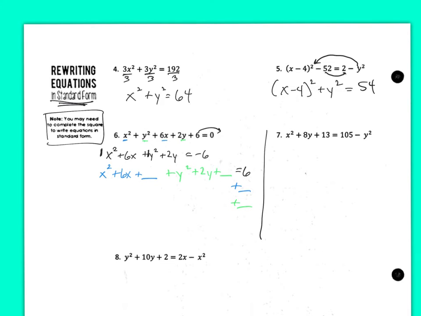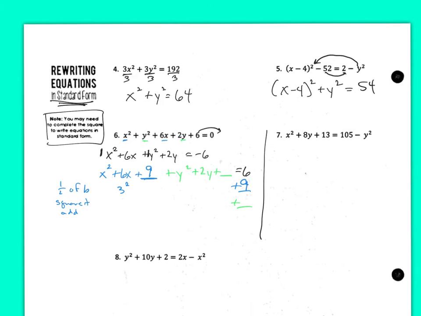So when you complete the square, you take half of the number in the middle. Half of that value is considered b. Then you square that, and then you add it to both sides. So half of 6 is 3. 3 squared is what goes in the blank. If we add 9 on this side, we have to add 9 over here.